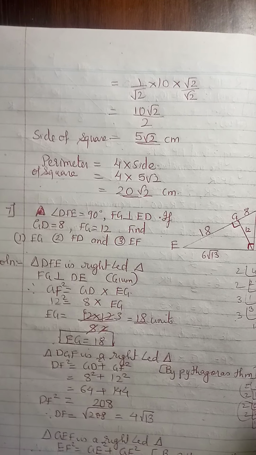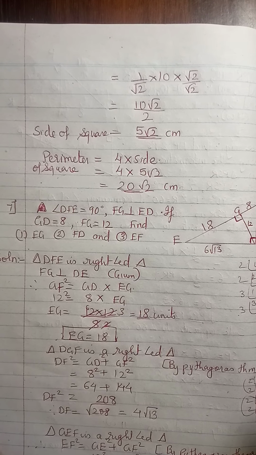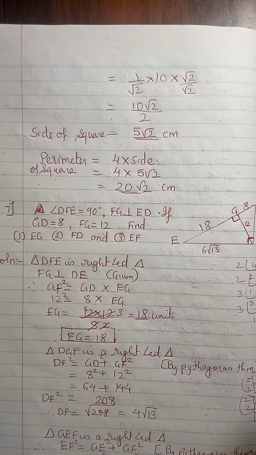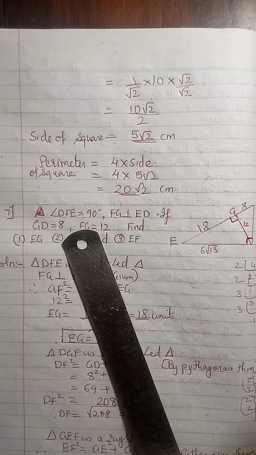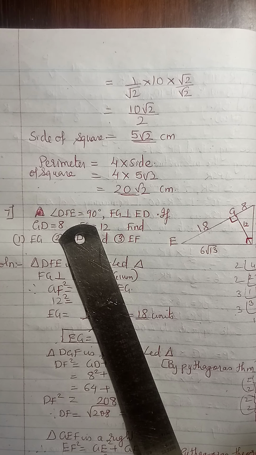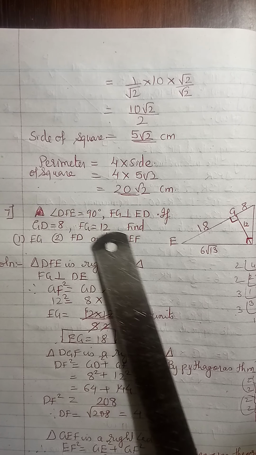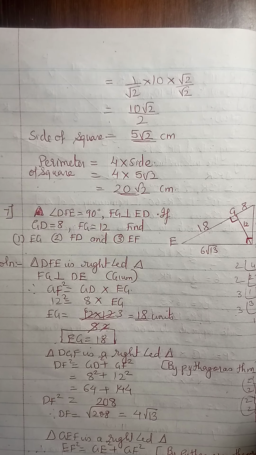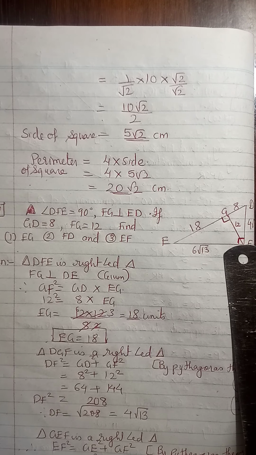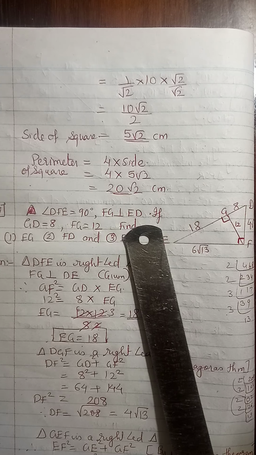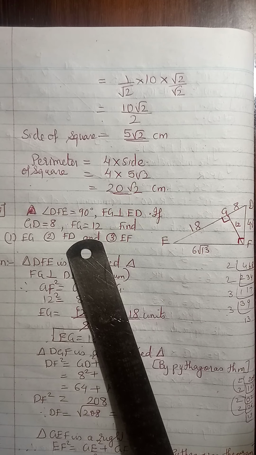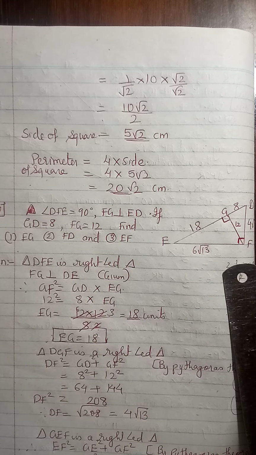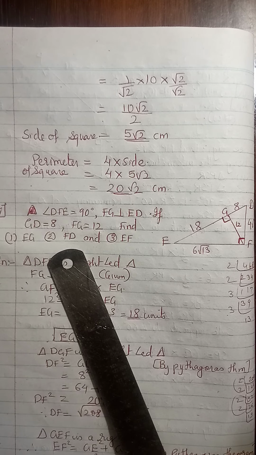Now, one more sum based on all the theorems which we have already studied. In triangle DFE, angle DFE equals 90 degrees is already given. FG is perpendicular to ED. If GD equals 8 and FG equals 12, find EG, FD and EF.